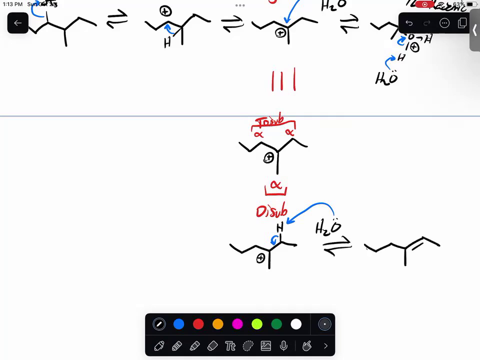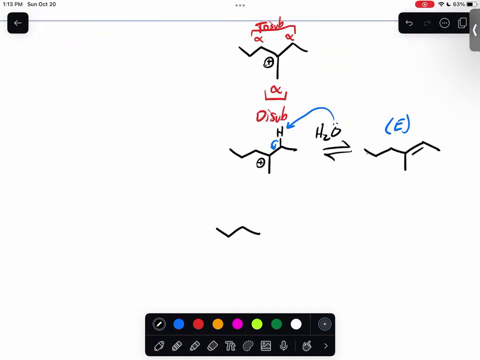Keep in mind that the way that we've drawn this is to where this is E, right? Because remember that a Z alkene would be less stable. So having the trisubstitution here with it being E is good. For the other one, it's going to be the same idea, right?